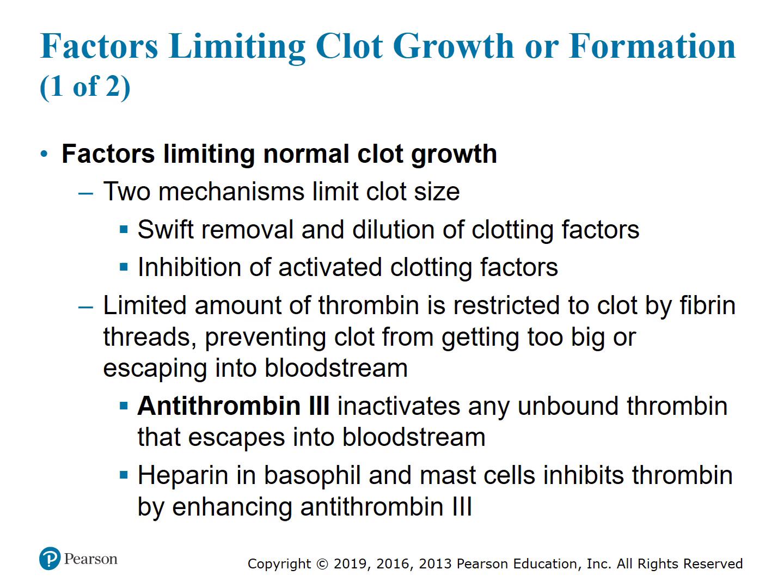Factors limiting normal clot growth. So 2 mechanisms limit clot size: swift removal and dilution of clotting factors, and inhibition of activated clotting factors. Limited amounts of thrombin are restricted to the clot by fibrin threads, preventing the clot from getting too big or escaping into the bloodstream. Antithrombin 3 inactivates any unbound thrombin that escapes into the bloodstream. Heparin in basophils and mast cells inhibits thrombin by enhancing antithrombin 3.